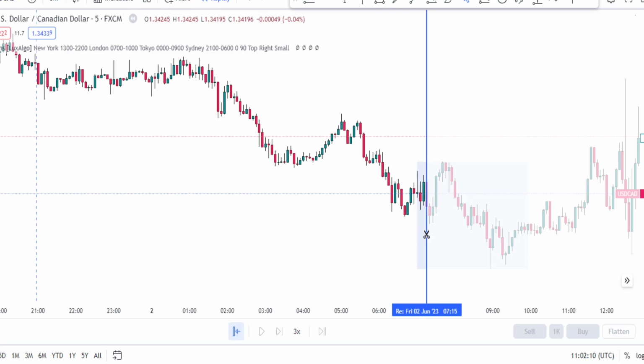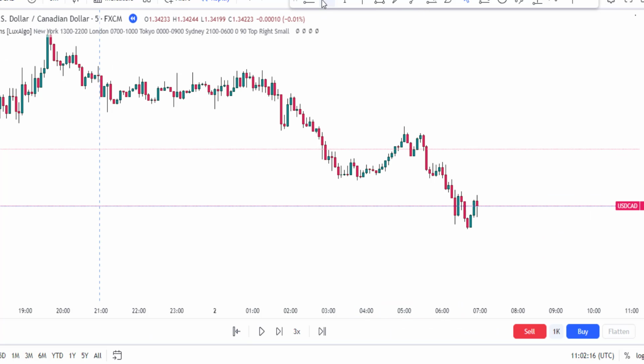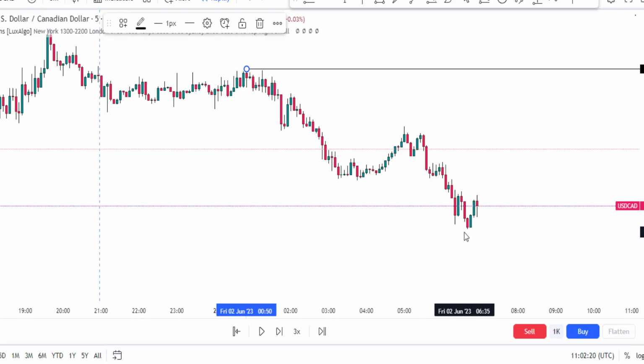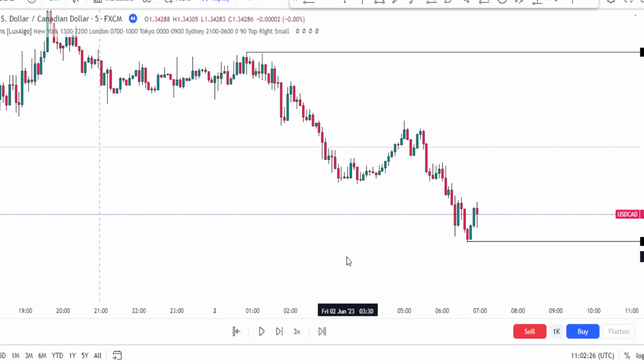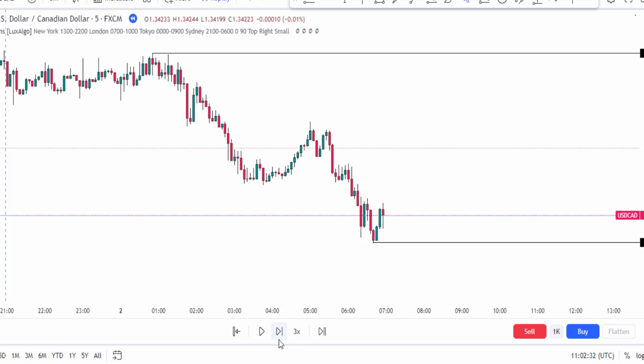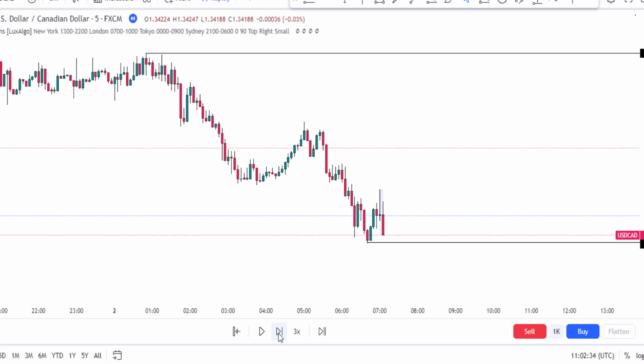So we take this area and pay attention to it. Mark the areas of liquidity. The high of this was here. The low of this was here. It's as simple as that, guys. If we are bearish in the Asian session, we're going to be bullish during that time frame. Okay, so we wait for it and see how it goes.